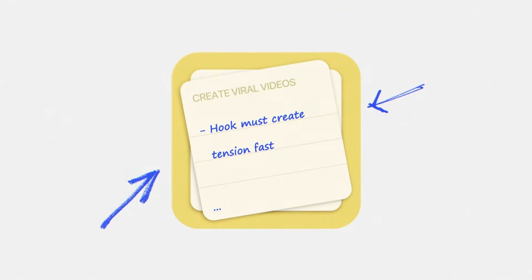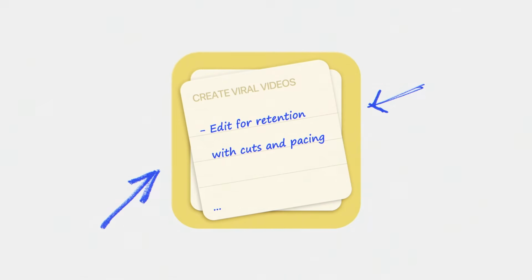Your hook has to create tension fast. I cannot emphasize this enough. You need to have a bold claim, a visual surprise. You need to have a promise of a reward, a pain point, something weird. You have to have something in those first 3 seconds to keep people watching. Now you want to edit for retention with cuts and pacing. Once again, if you cut out every moment that the creator's not saying anything, if you cut out every moment that's just dead air, you'll end up with fast pacing.